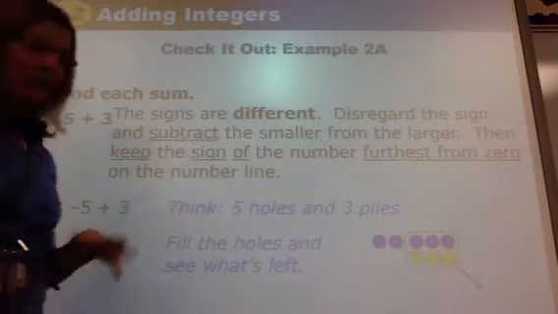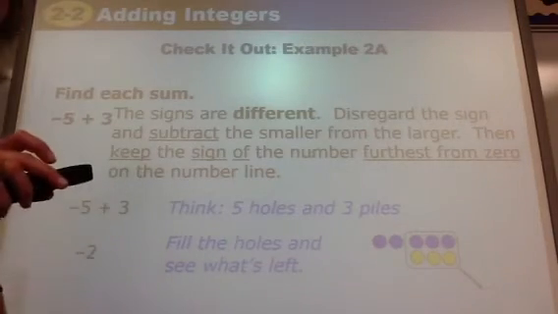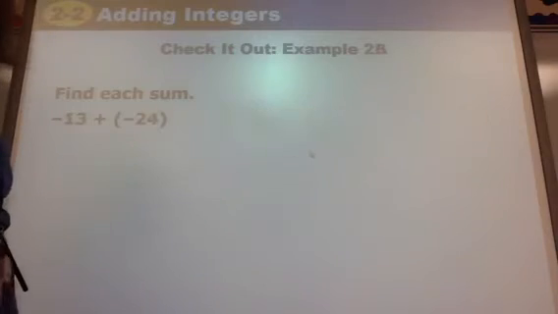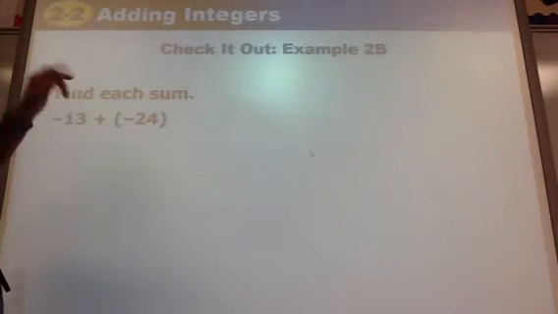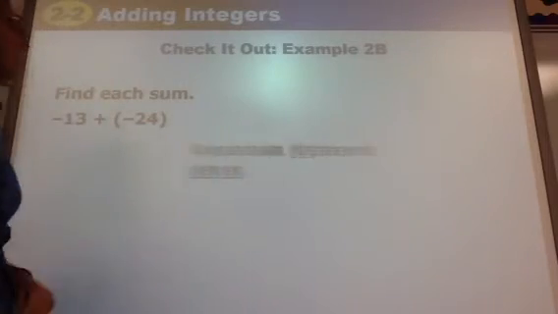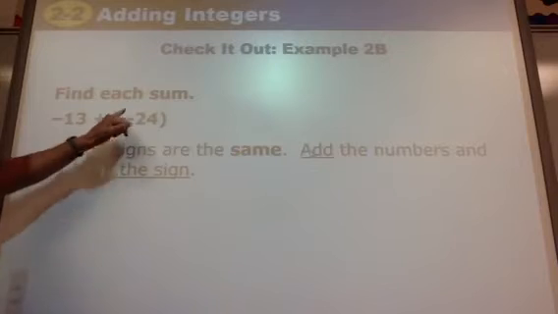You can pause the video if you didn't follow that and you want to go back in and take those notes. Go right ahead. The next one's going to be checking for understanding. Okay, we're going to check for understanding. We're going to do -13 plus -24. So here we use the rule that the signs are the same. So we're going to add the numbers and keep the sign.